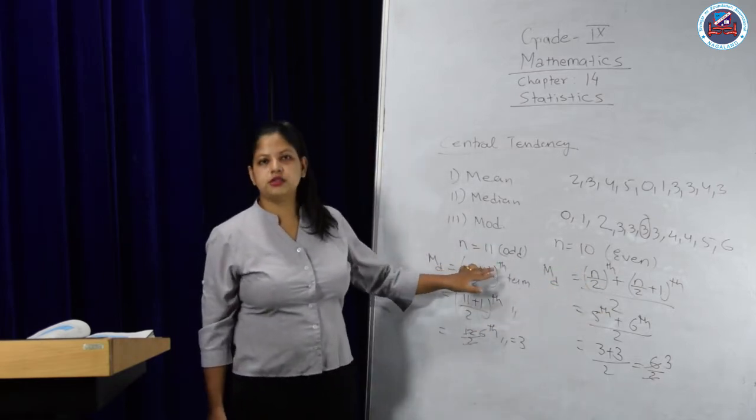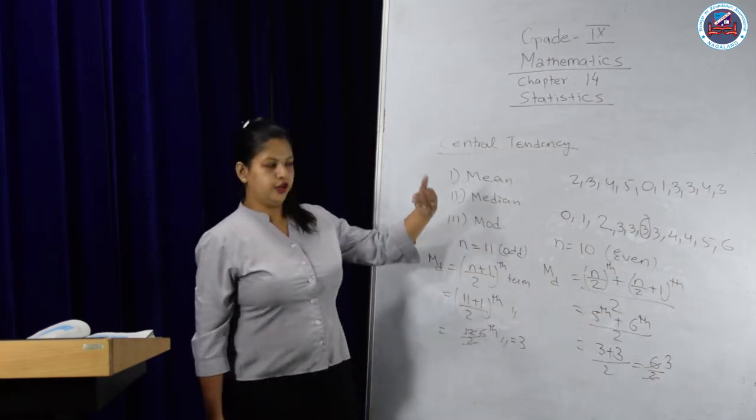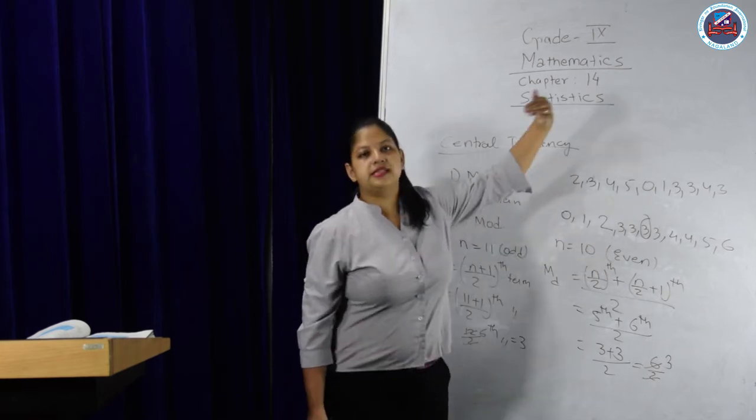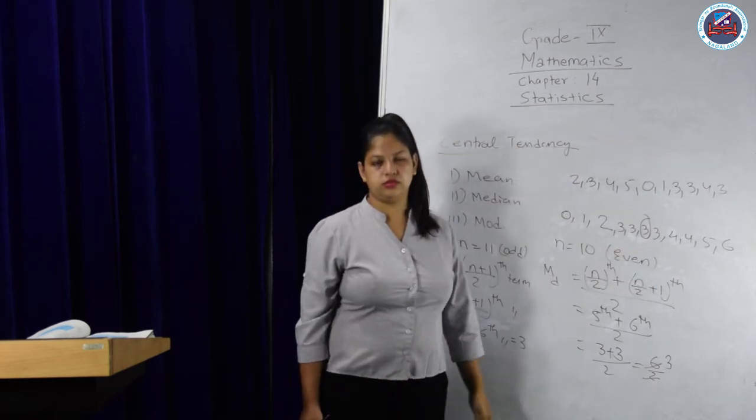Odd is just the n plus 1 by 2th term, remember. For even, n by 2 plus the next term, and divide by 2. Simple.